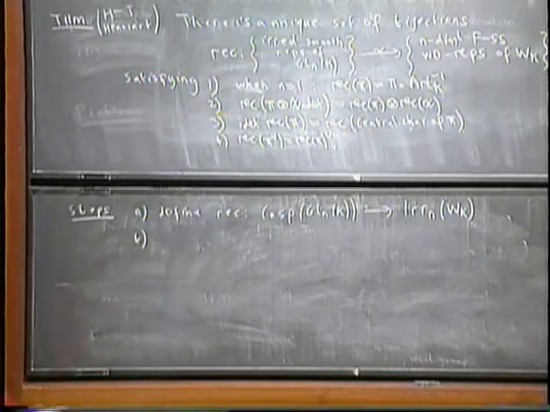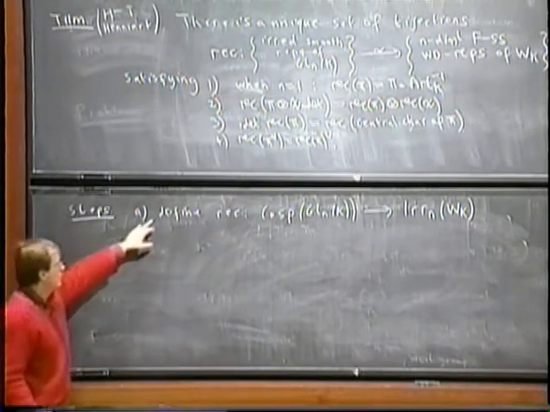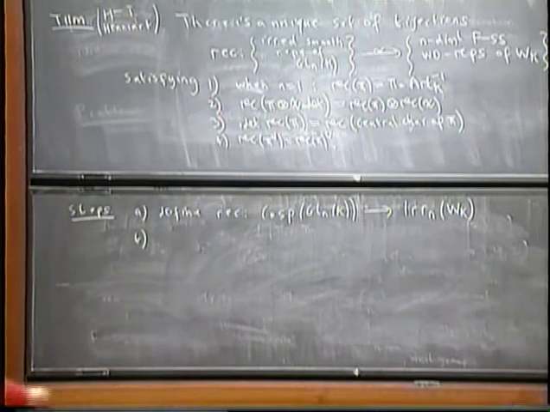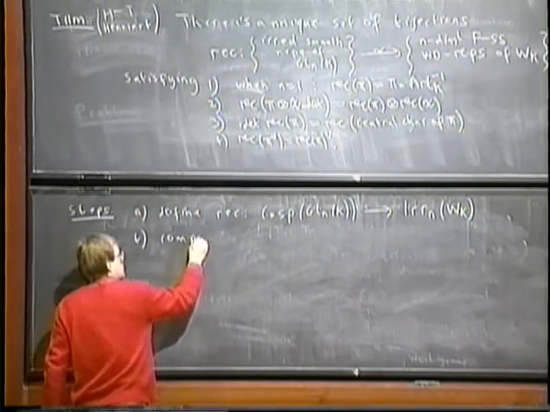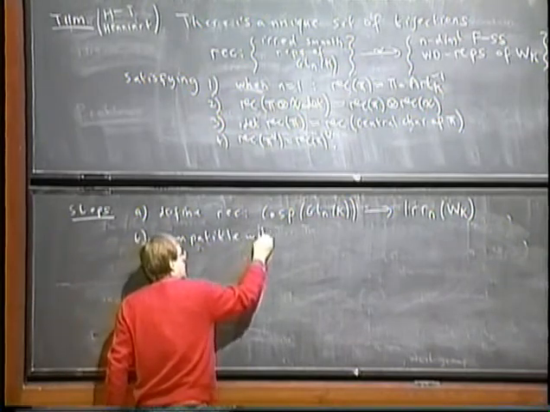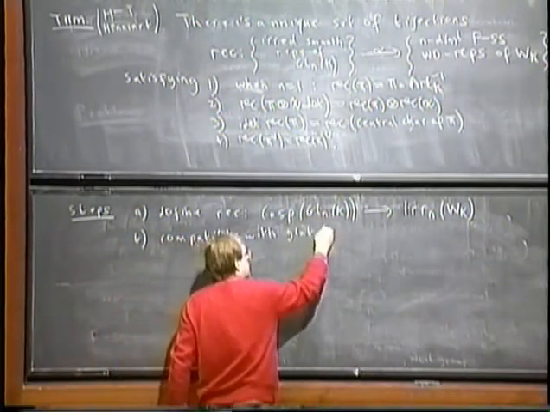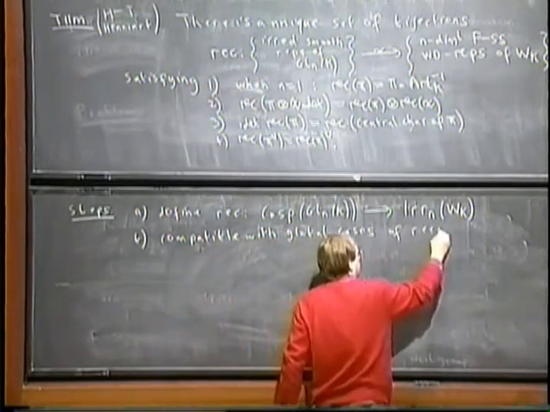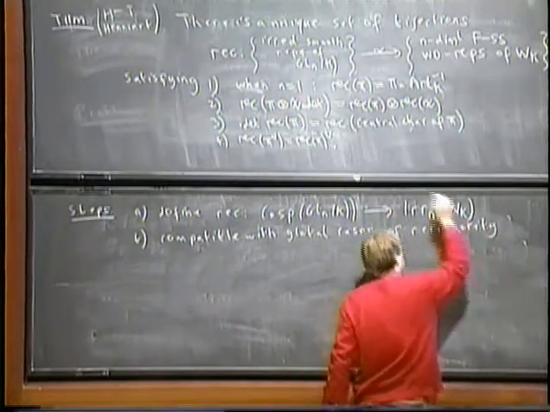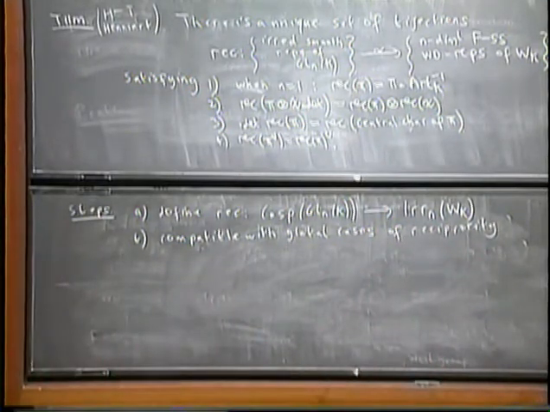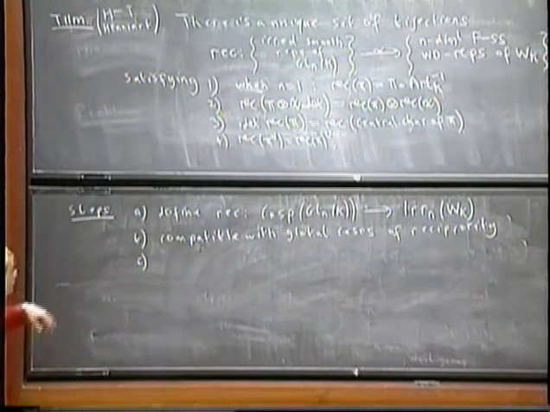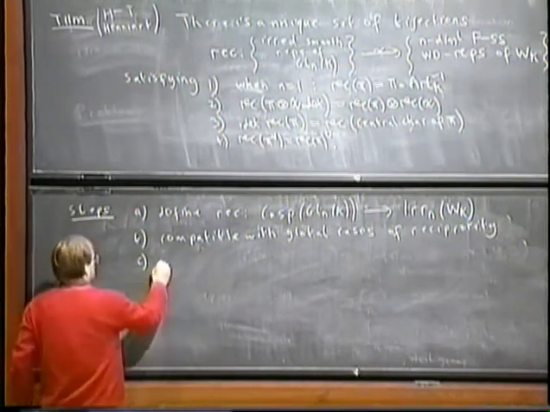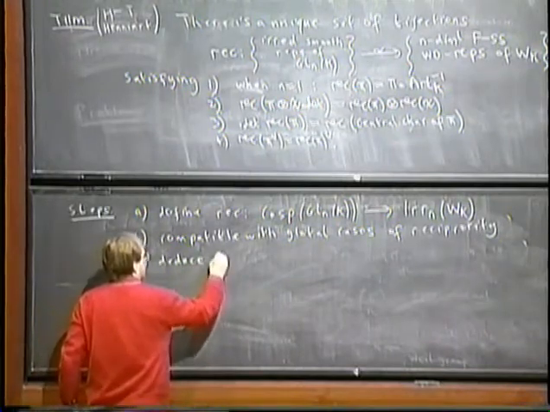Then we showed, and I'll come back to this if there's time at the end, how we did that. We then showed it's compatible with some global cases of reciprocity, if you like. And then we use this compatibility to deduce the local Langlands conjecture.